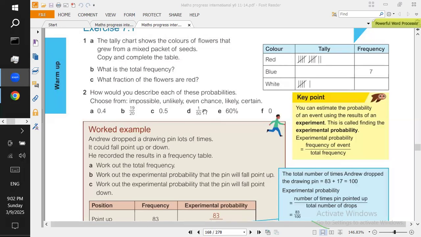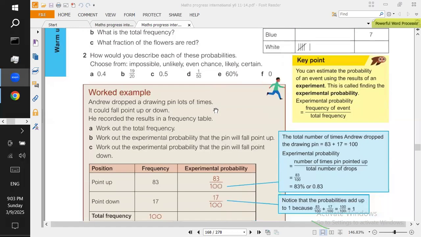And then the one that is certain: 19 over 20 is almost certain. Yes, it's almost certain, so we can say it's certain. And here 1 over 50, we can say it is unlikely. It is unlikely, okay? Now let's move on to the next question.